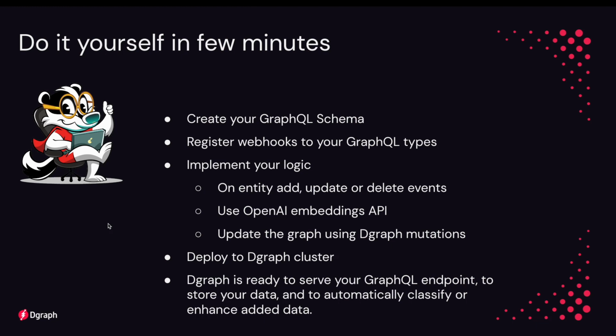So that's it. It's something we can do in a few minutes. You can start from your GraphQL schema, just register some webhooks on the types that you want to compute semantic vectors for, implement your logic using the lambdas, leveraging OpenAI to get the vectors, save them into Dgraph, do some computation, infer some relationships, and update through mutations. And this can be done completely on Dgraph Cloud, so I'm sure you have many ideas to test from there.